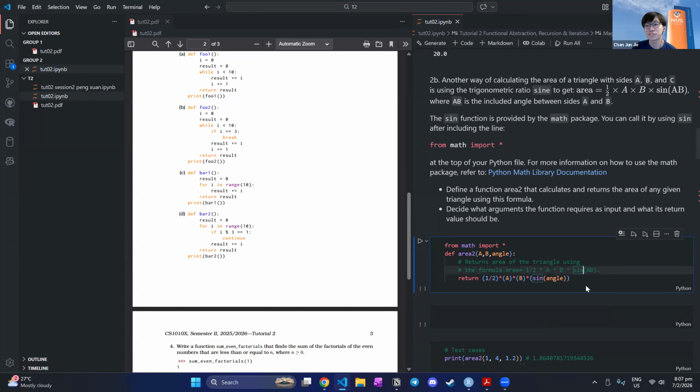All right. There's basically only one way to do it. So you apply the formula half times A times B times sine angle.